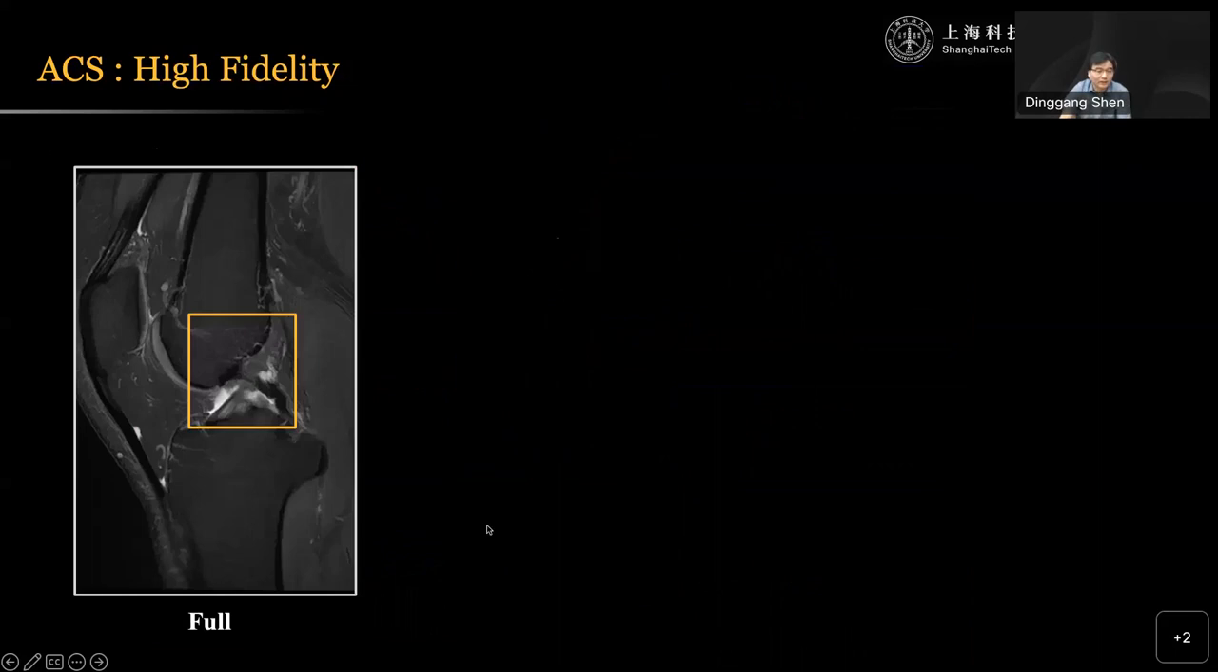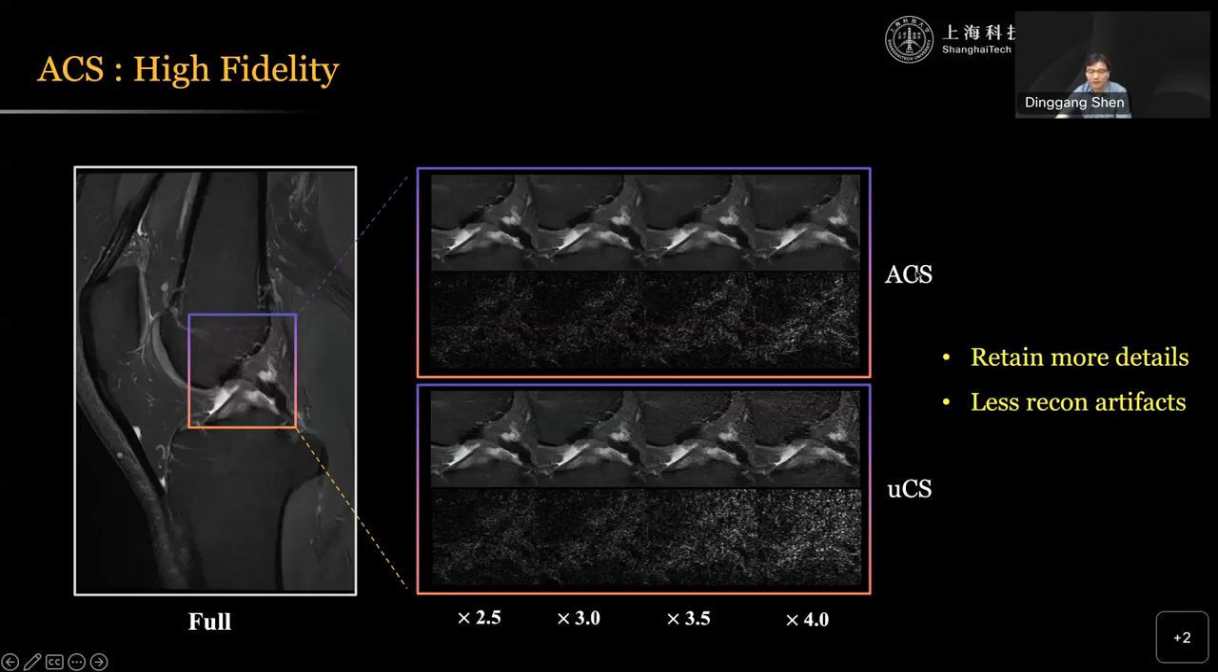And of course, on the other side, you will ask the question whether the data quality is still good enough. So we have to check whether we have high fidelity. This is the image acquired using, for example, the full sampling method in k-space. You have very clear images. And then we compare the AI assistant compressed sensing with the full sampling itself. In each column here, we can have the speed increase of 2.5, 3, 3.5 or 4 times.